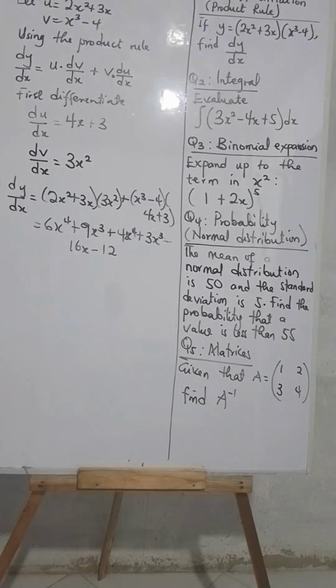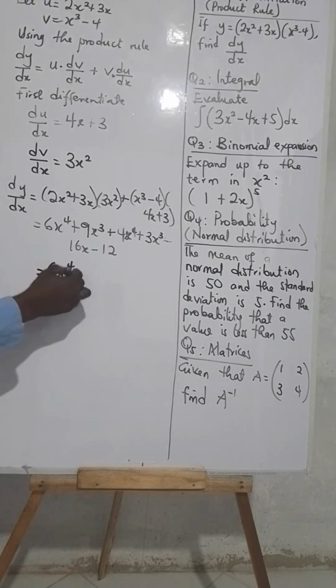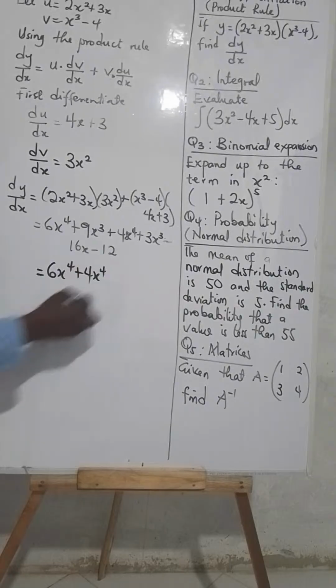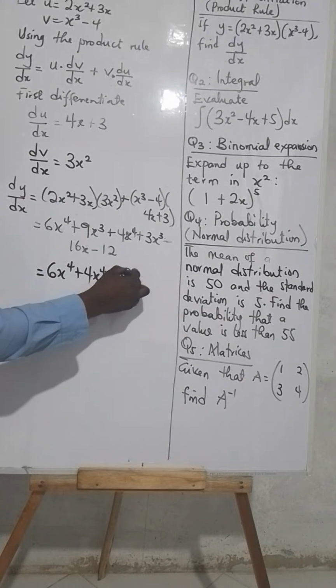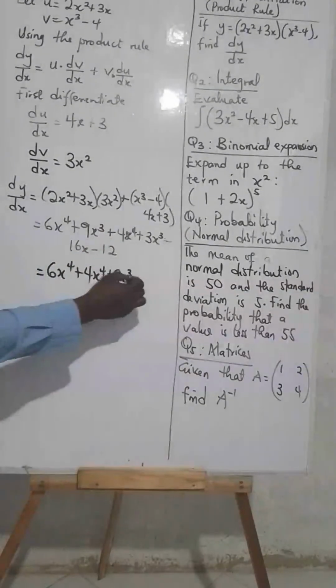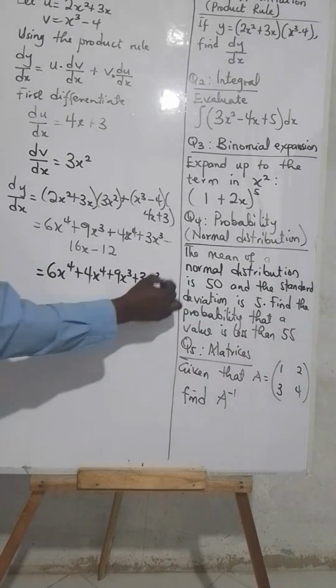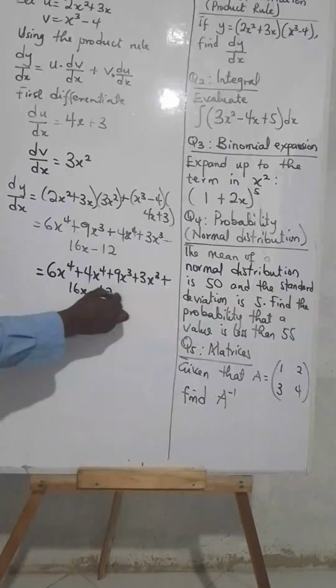So we have to group like terms from here. Grouping of like terms. That is, we have 6x exponent 4, and another exponent 4 here. The variables are the same, so plus 4x exponent 4. Then we have 9x exponent 3, and also another exponent 3, so plus 3x exponent 3. Then we have plus the 16x, then minus 12.